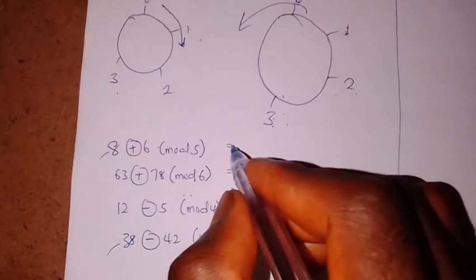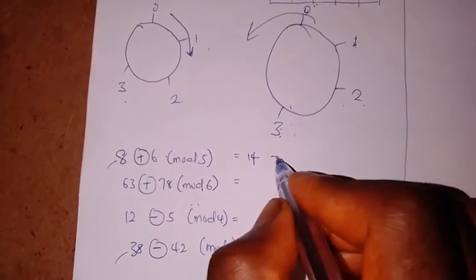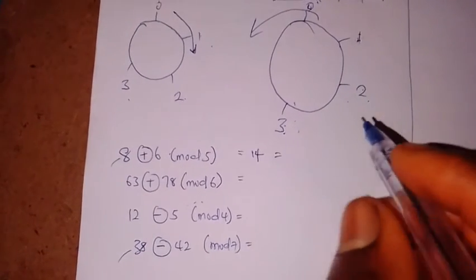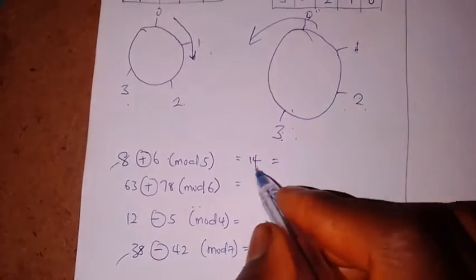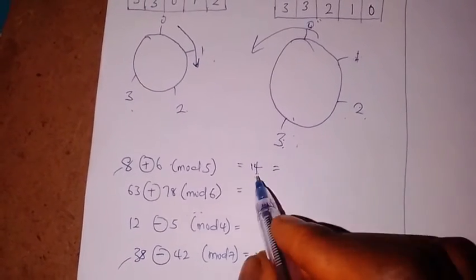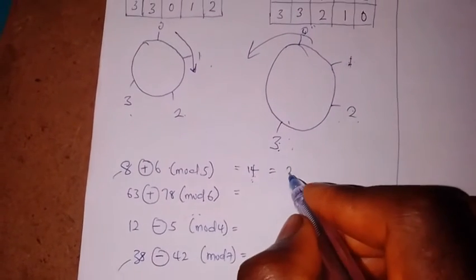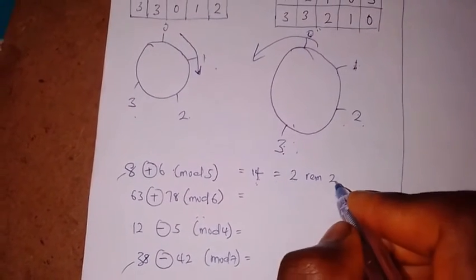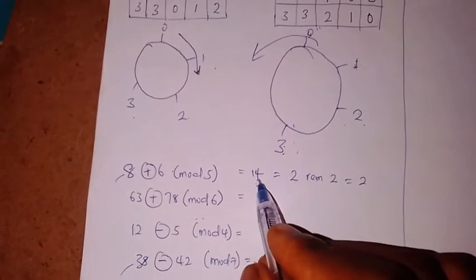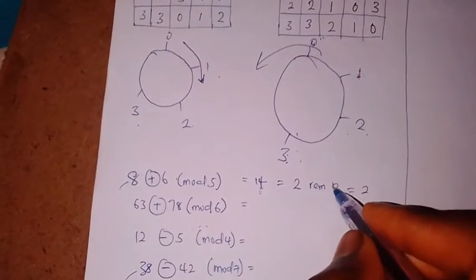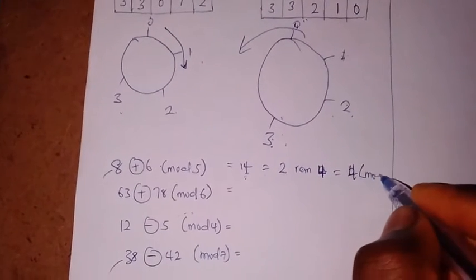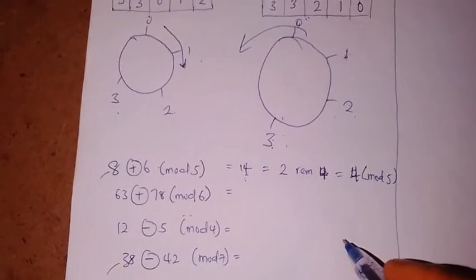Now, 8 plus 6 initially is what? 14. Now, 14 in mode 5 will become what? That's 5 in 14, and it gives us what? 2. Remember 2. So my answer will be 2, because 5 in 14 is 10. Remember 4, so that's 4 in mode 5. Okay, so that's that.